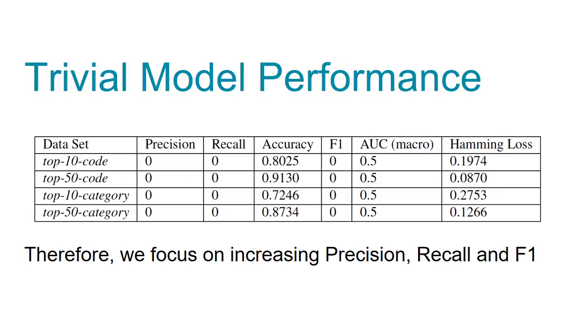Because of the highly imbalanced nature of the dataset, you can see here in the table that even a model that always outputs 0, a very trivial model, has a very high accuracy. Therefore, we focus on just increasing the precision, recall, and F1.